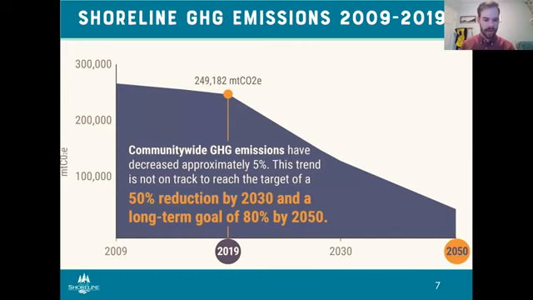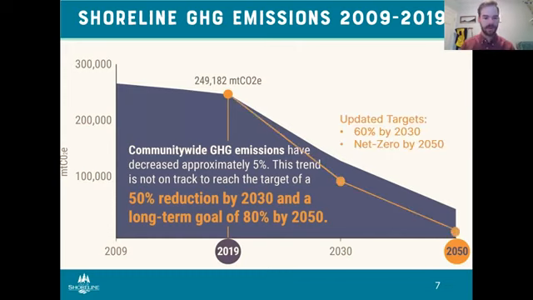So if you click one more time, yeah, there we go. So there were our previous targets and then our new targets in the orange dots and orange lines, calling for a 60% emissions reduction community-wide by 2030 and net zero no later than 2050. Next slide, please.